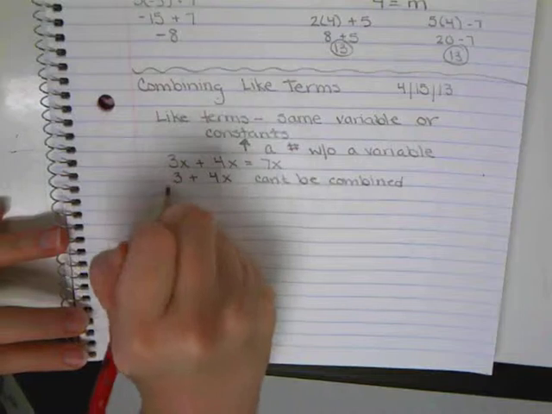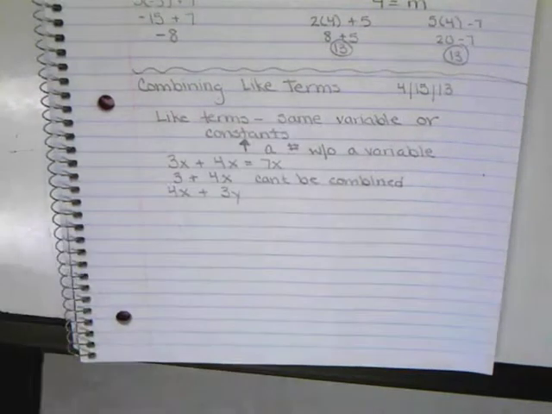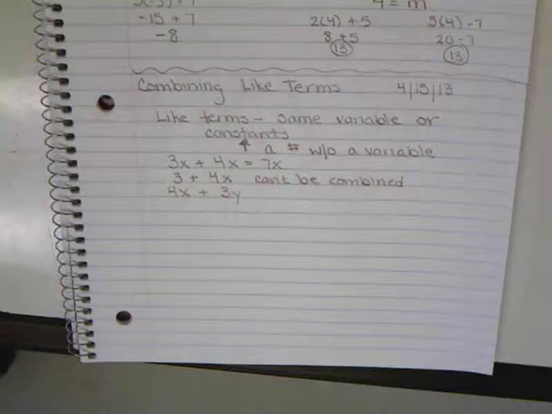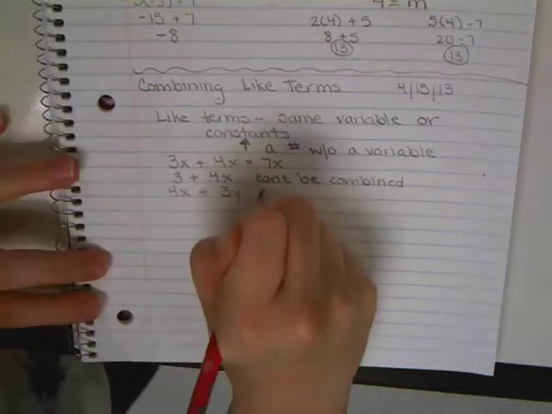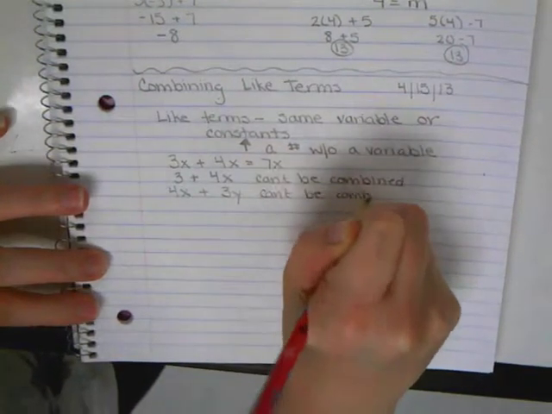What about 4x and 3y? No. Construct a viable argument. They don't have the same variable. Good. They don't have the same variable, so they can't be combined because they're not the same variable.